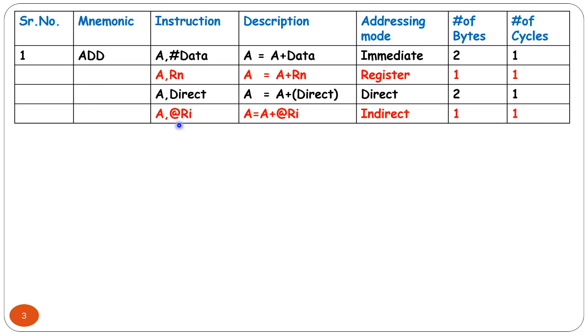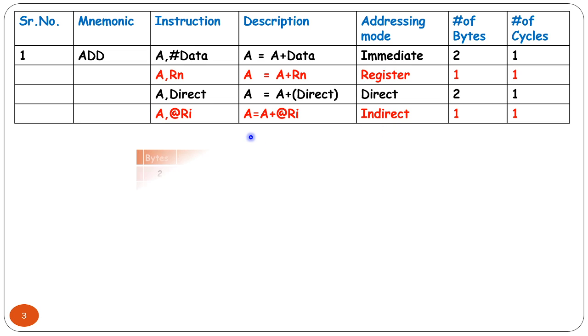ADD A, @Ri. The content of the Ri register, where Ri may be R0 or R1, these two registers are used to address the random access memory indirectly. The content of the Ri register gives the address of random access memory indirectly. That content is added to the accumulator register. So this is an indirect addressing instruction.